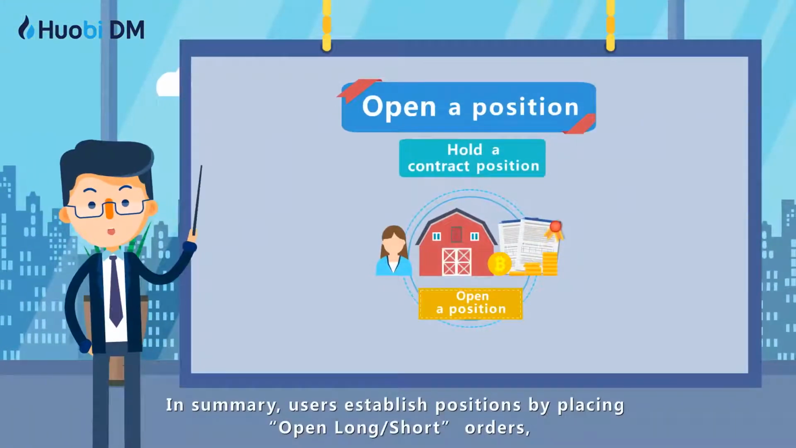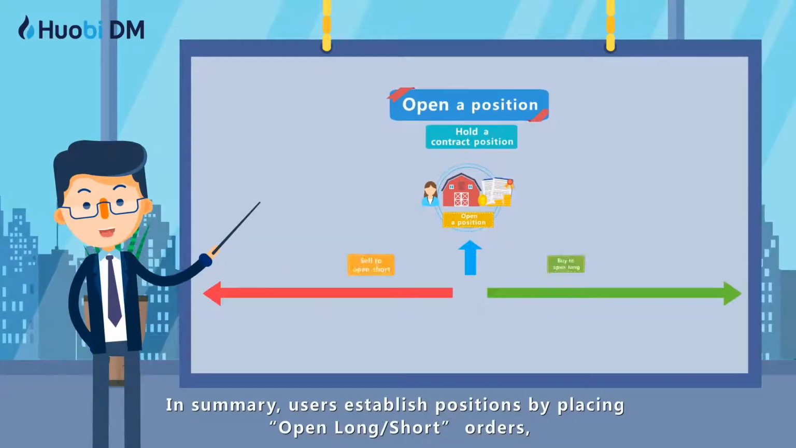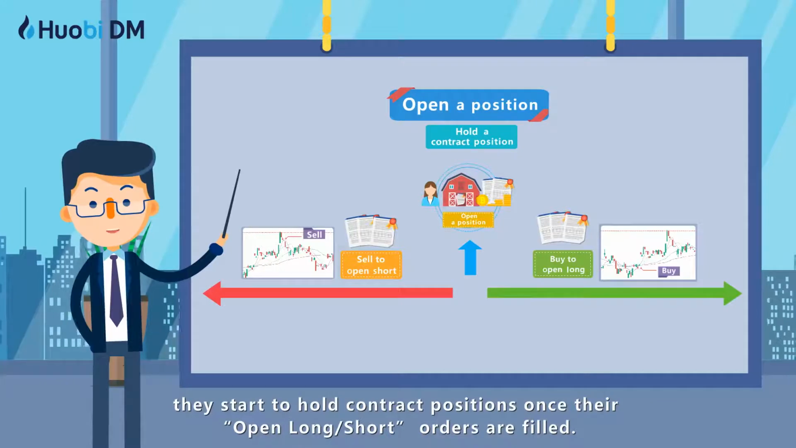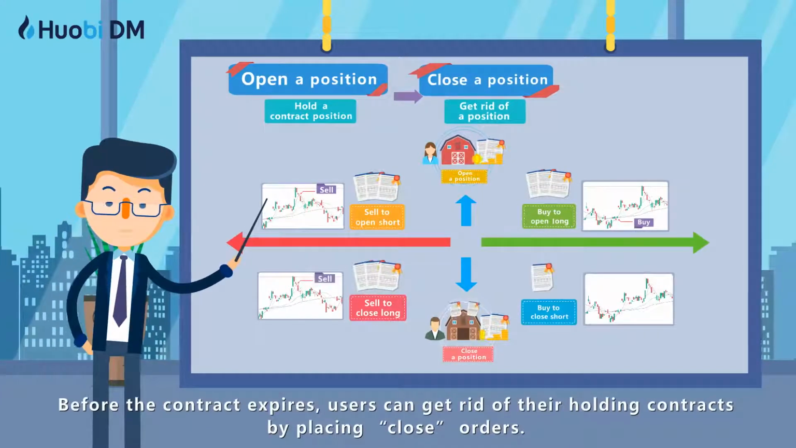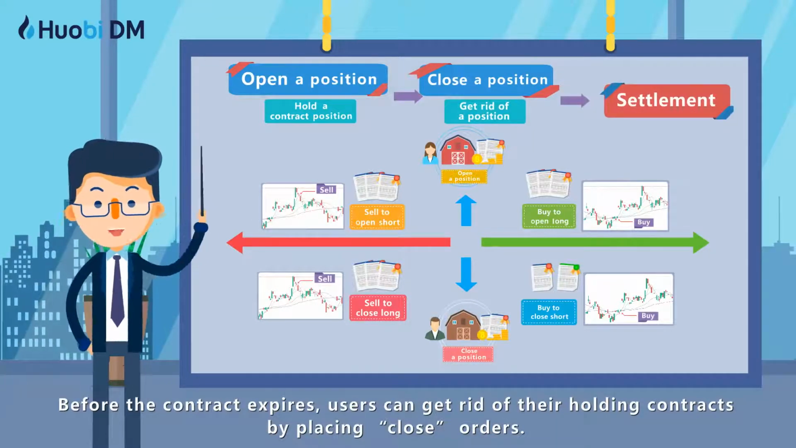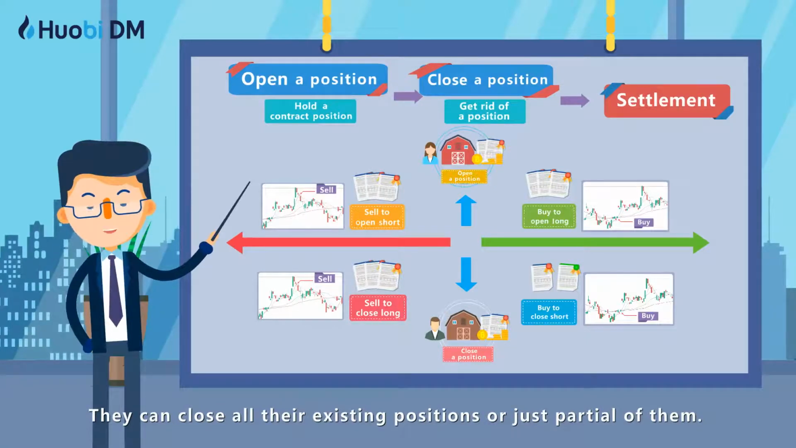In summary, users establish positions by placing open long or short orders. They start to hold contract positions once their open long or short orders are filled. Before the contract expires, users can get rid of their holding contracts by placing close orders. They can close all their existing positions or just partial of them.